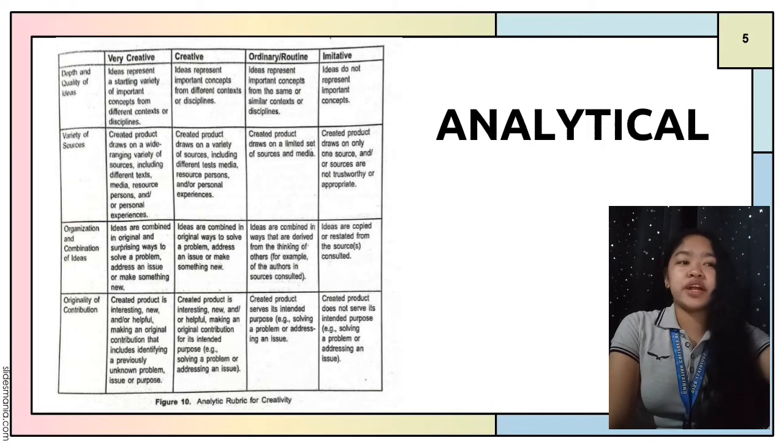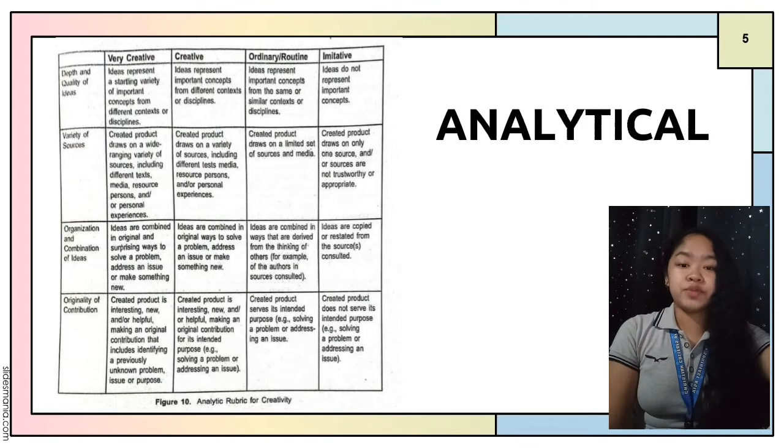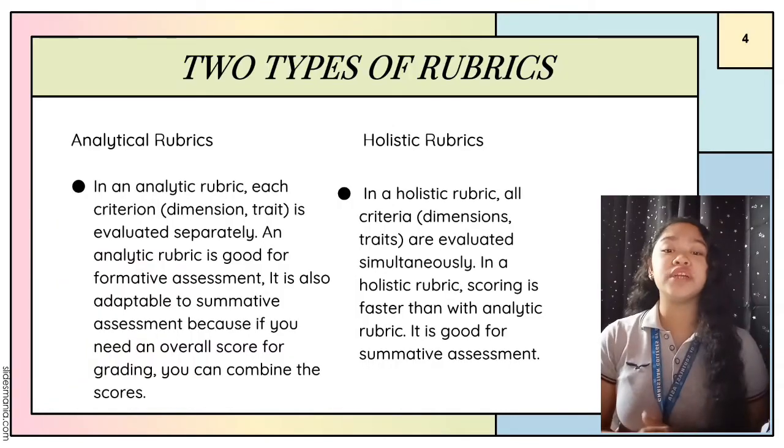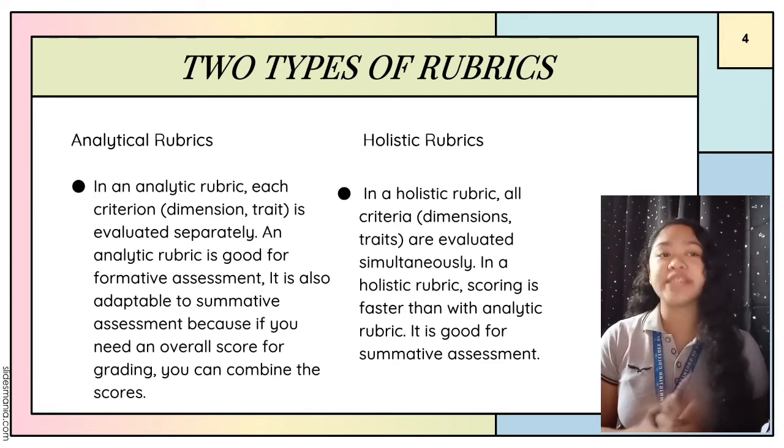If the students are aware of what the terms mean, however, the grading process should go quickly and simplify individual student feedback. The second type is holistic rubrics. In a holistic rubric, all criteria, dimensions, or traits are evaluated simultaneously. In a holistic rubric, scoring is faster than with an analytic rubric. It is good for summative assessment.